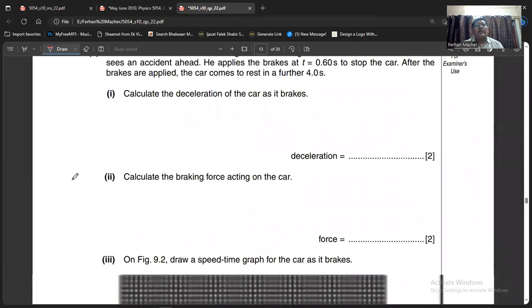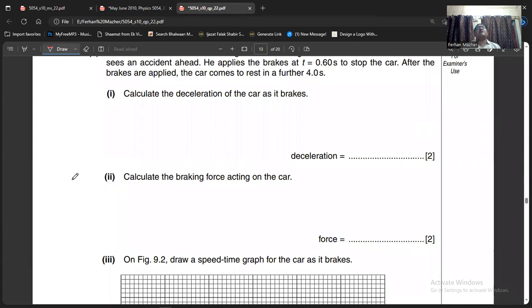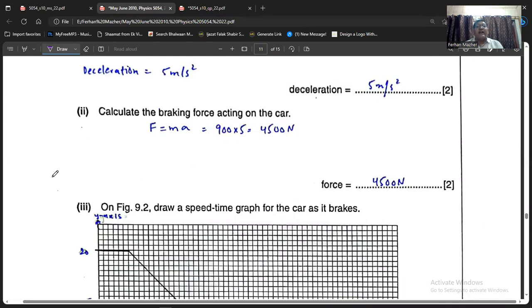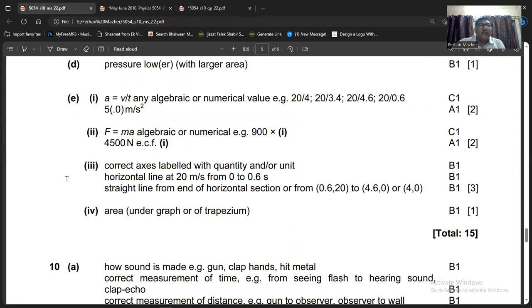Okay, then they say calculate the braking force acting on the car. The braking force will be F equals MA. F we want to find out, M is the mass of the car, and A is the deceleration we just calculated. So F equals MA, 900 kg is the mass of the car, times 5, that is 4,500 Newtons. So the force is 4,500 Newtons.